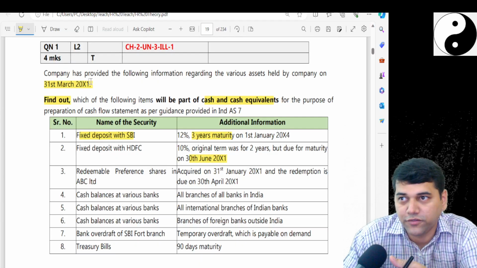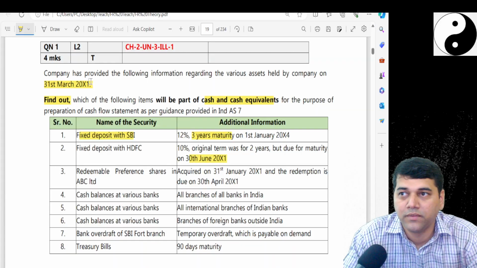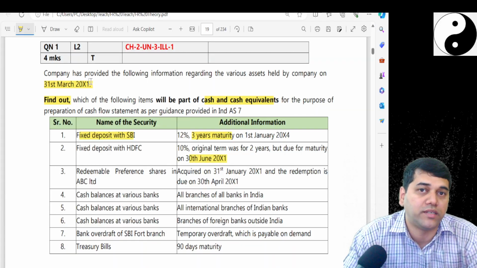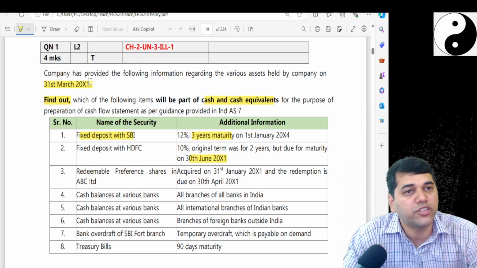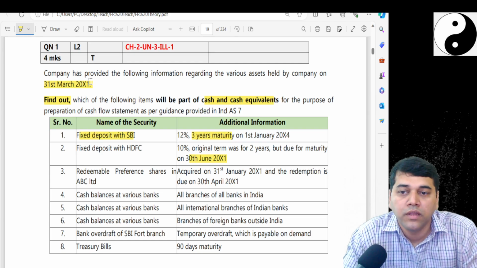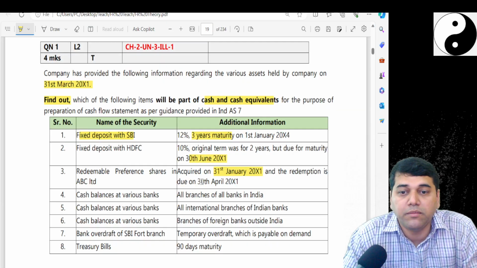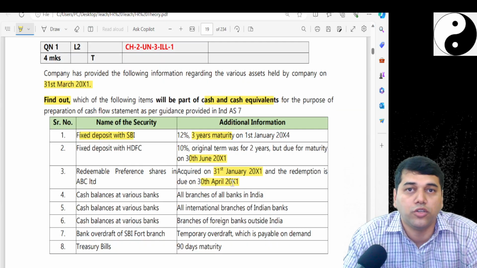And as on 31st March, within 3 months you are going to get this money back. But the question is, when did you acquire it? You must have acquired it 2 years back only, no? So it will not be followed, no? Redeemable preference shares you acquired on 31st January and redemption is due on 30th April.